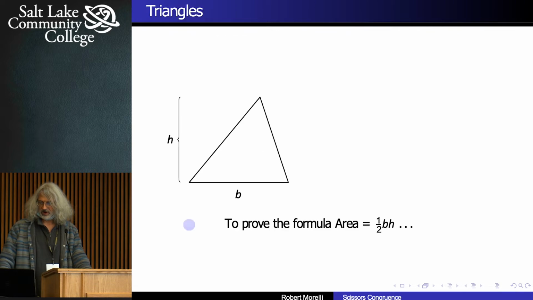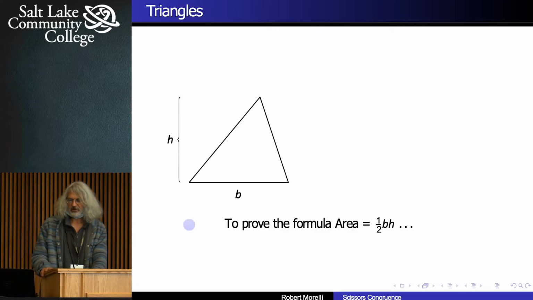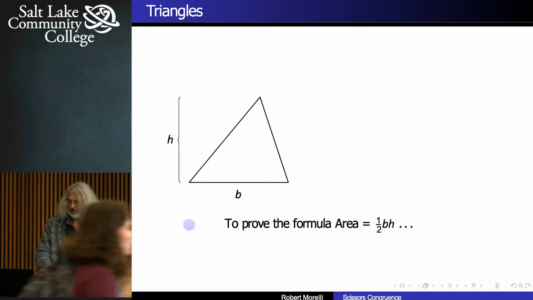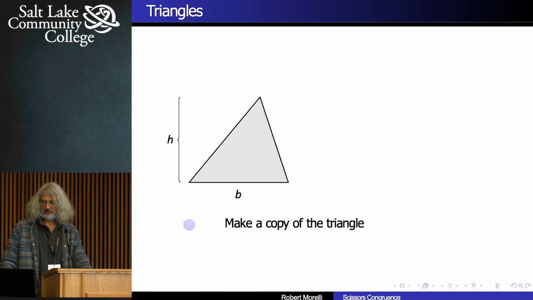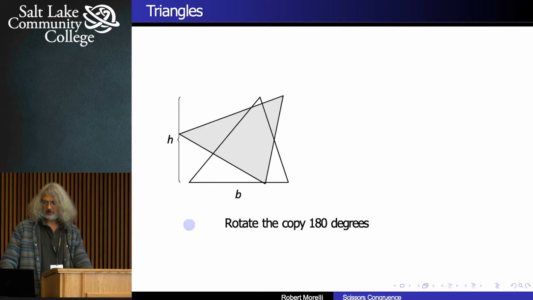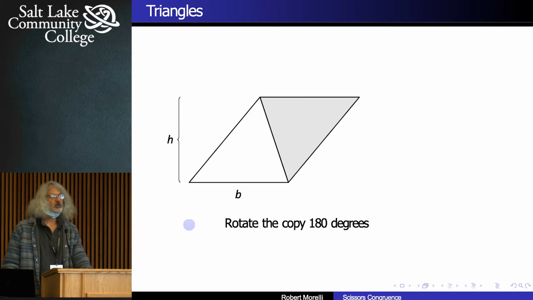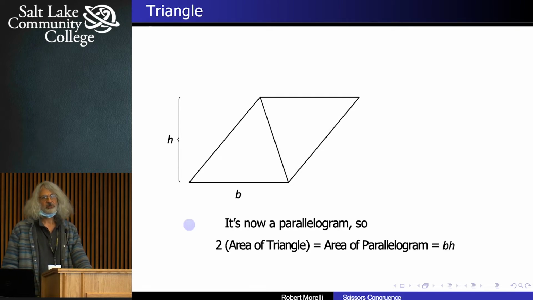And then for a triangle, we can do essentially the same thing, but let's mix it up a little bit. I'm going to prove the formula area is 1/2 base times height by duplicating the triangle. So there's now two triangles there. I've made a copy of it. And I'm going to rotate the triangle around 180 degrees. And when you do that, it becomes a parallelogram. And so we've reduced to a case we already understand.